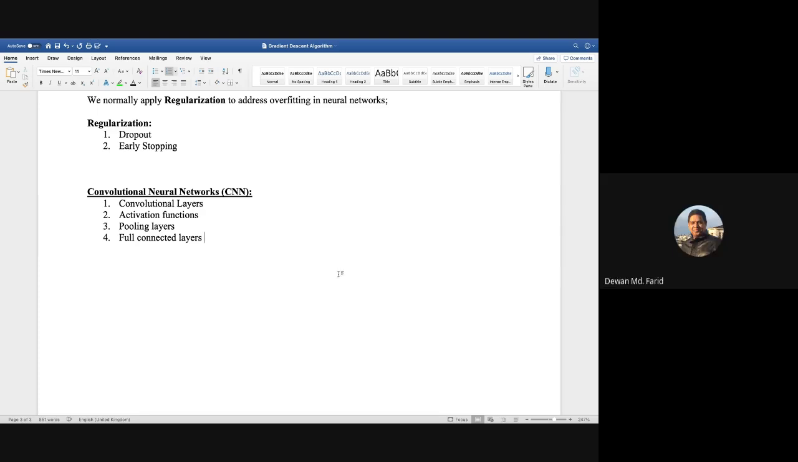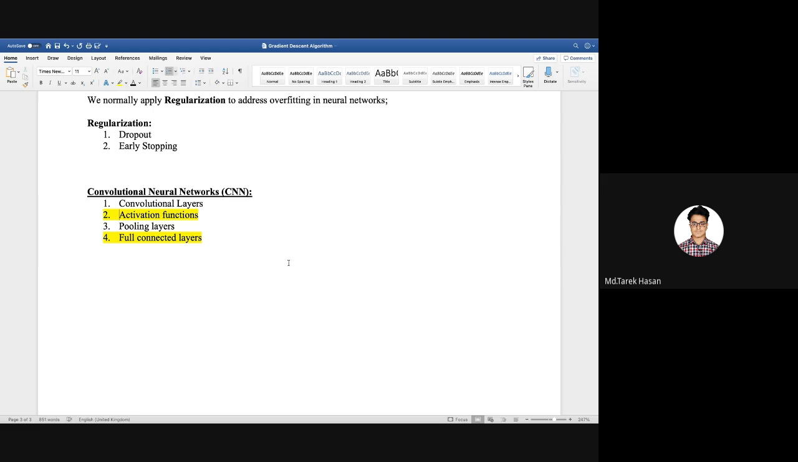A fully connected layer, we already finished it. It is done. So a fully connected layer is a fully connected neural network. Is it clear? Yes, sir. We already learned what an activation function is, right?